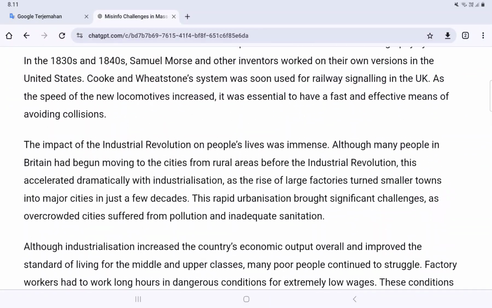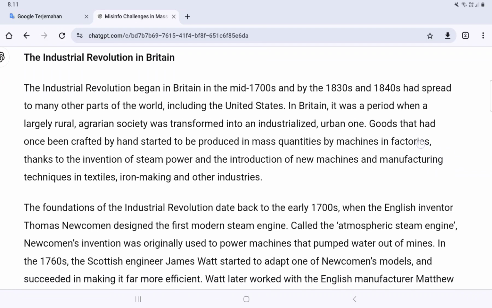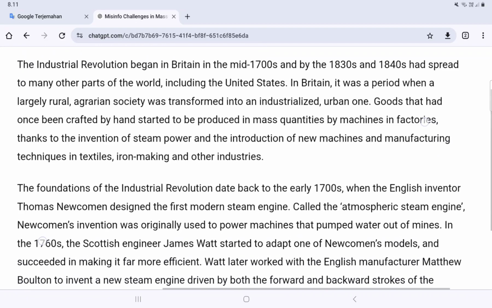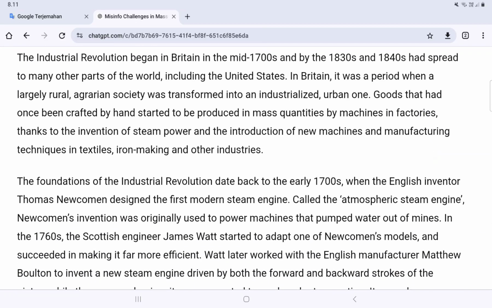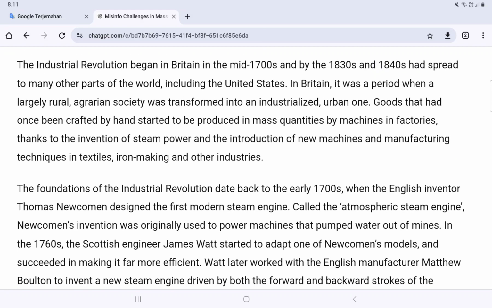The Industrial Revolution in Britain. The Industrial Revolution began in Britain in the mid-1700s, and by the 1830s and 1840s had spread to many other parts of the world, including the United States. In Britain, it was a period when a largely rural agrarian society was transformed into an industrialized urban one.